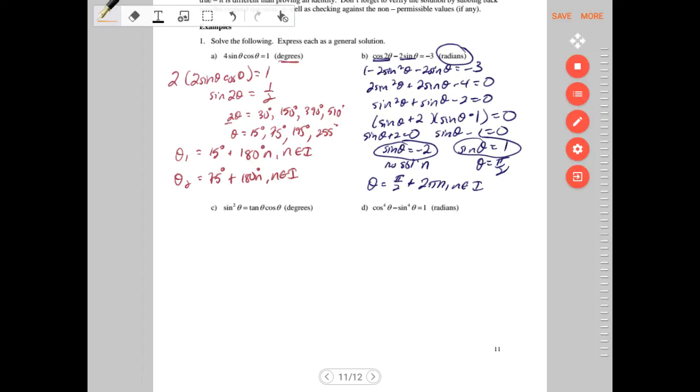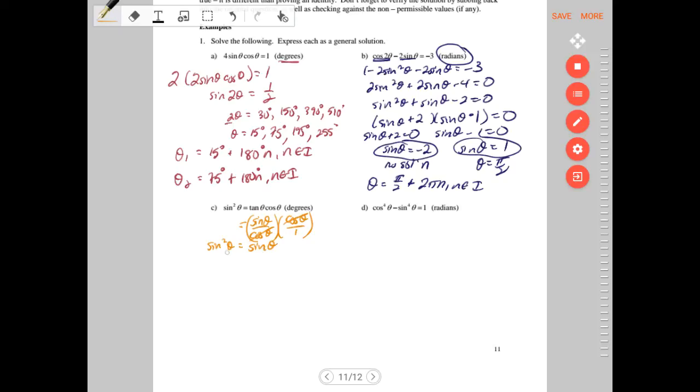Sine squared theta equals tan theta cos theta, in degrees. So I'm going to work on simplifying the right-hand side here. I know that tan theta is the same as sine theta over cos theta times cos theta over 1. So the cos thetas here will cancel. I have now sine squared theta equals sine theta.